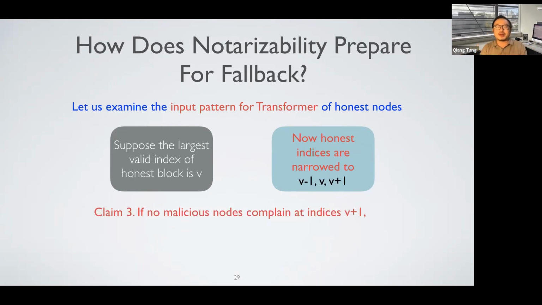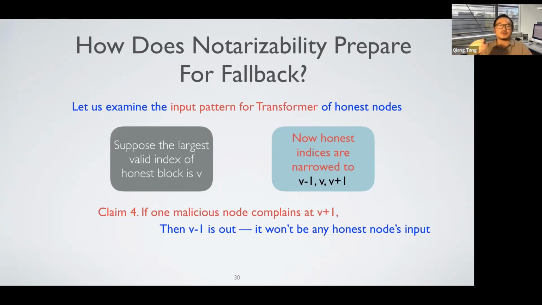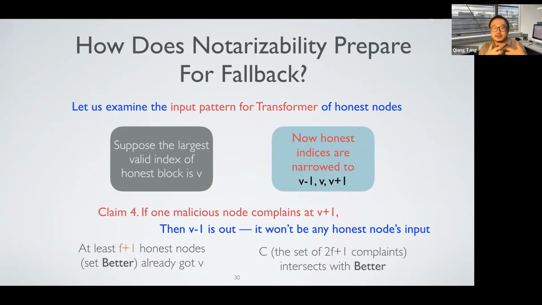If no malicious node complains at V plus 1, then actually no one is going to complain at it. The idea is simple because the honest nodes' largest input is V, right? If no malicious node complains at V plus 1, everyone is going to complain at most V or V minus 1. So we rule out V plus 1 in this condition. Similarly, if one malicious node complains at V plus 1, then we can rule out V minus 1. We can do a simple implication by invoking notarizability again, because if the malicious node complains at V plus 1, that means he at least received V plus 1. That means enough honest nodes already received V, and this enough set, let's call it the better set, intersects with the complaint set again. That means all the honest nodes will input at V.